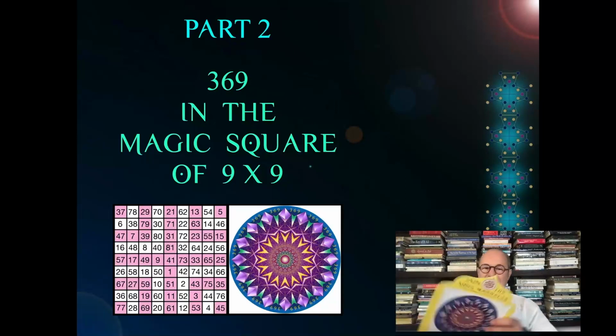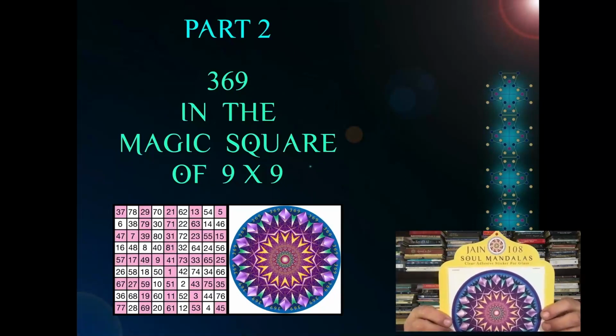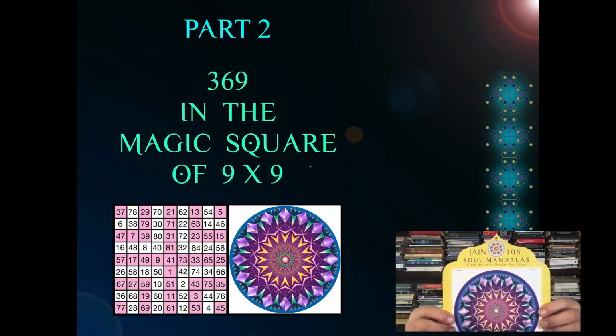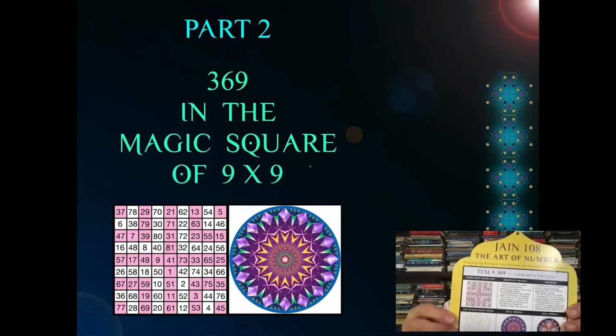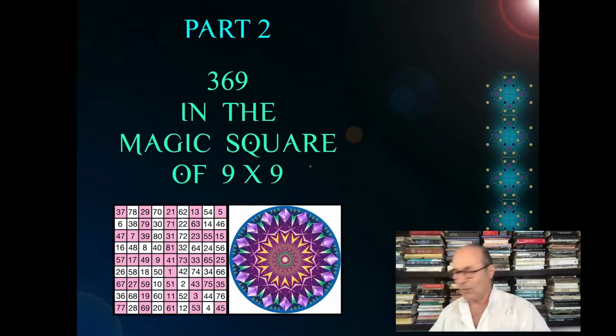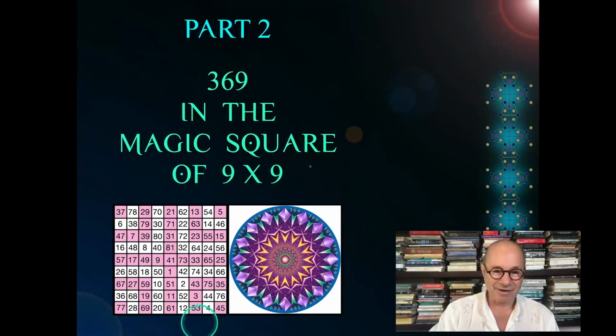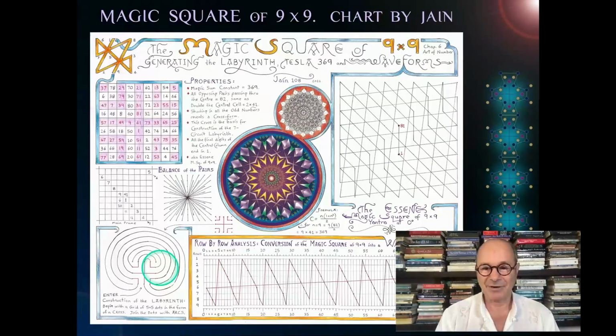So I'm going to show you how I generated this magic square, and all the numbers that compose the magic square all add up to 369. So the 9 columns here add up to 369, the 9 rows and the 2 diagonals. And I've put that together as a chart showing you all the information about 369, how I even turn it into a sine wave, like a waveform frequency, and how this actually even creates the labyrinth.